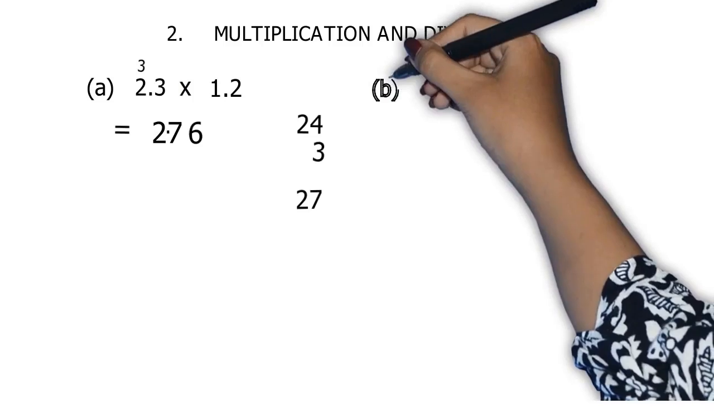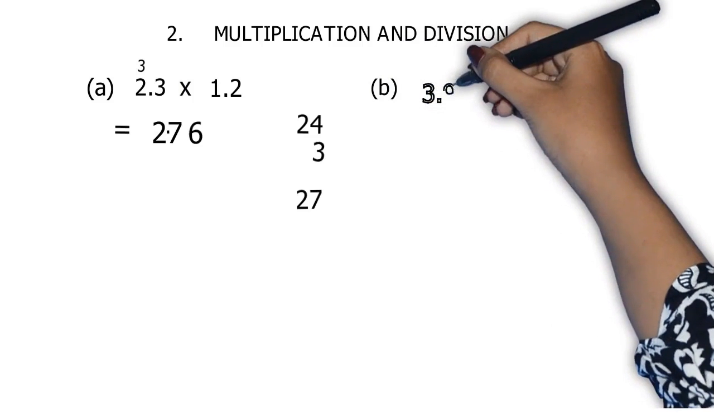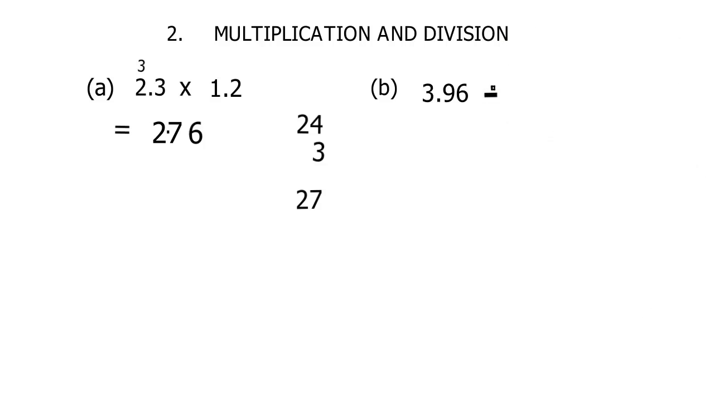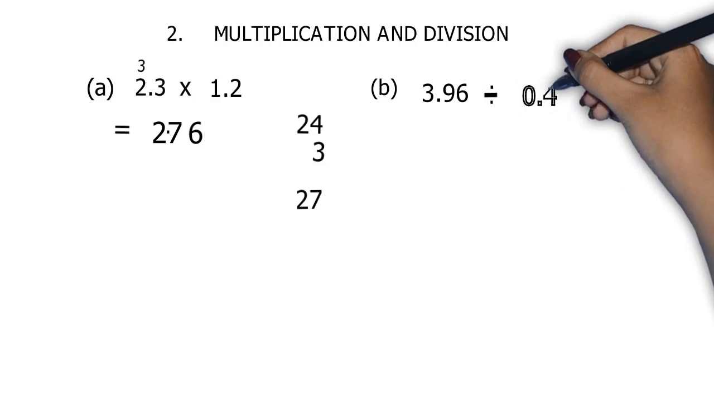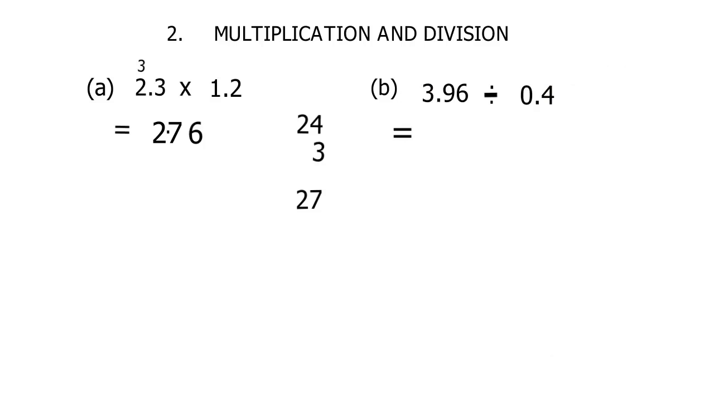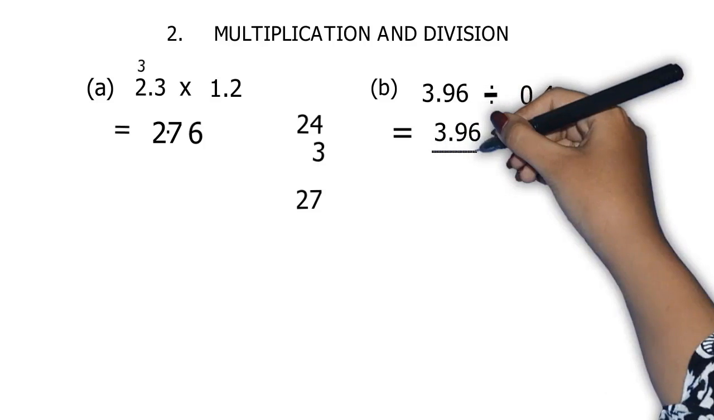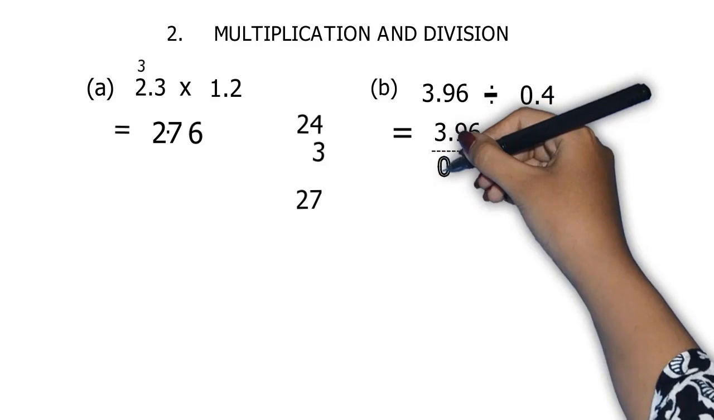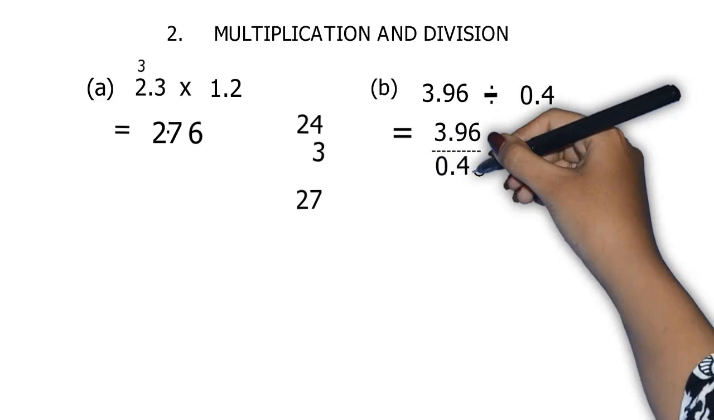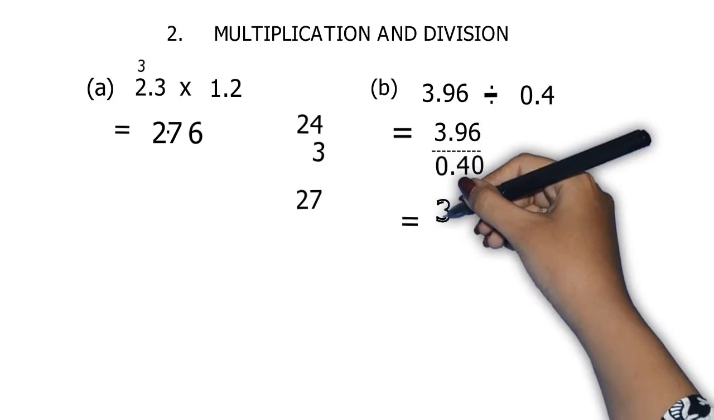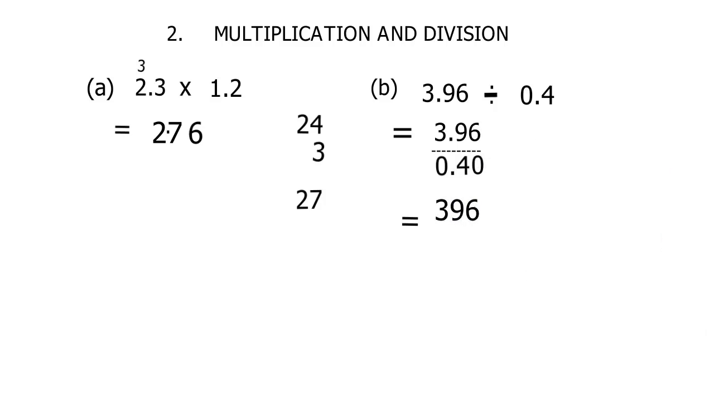Let us come to the B part. Based on division, 3.96 divided by 0.4. First of all we're going to write it in numerator and denominator form: 3.96 upon 0.4. Here also we're going to first compare the digits after the decimal. To make them equal we have to put the 0. Now decimal will be cancelled by decimal. Write the number 396 divided by 40.